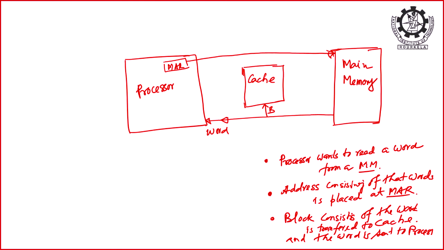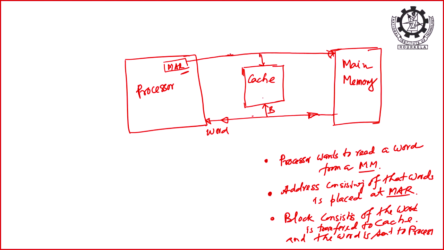Similarly, if it wants to write, it places the address here, and then the particular word to be written should be sent to the main memory. First it will write to the cache and then to main memory. So essentially, this also will be connected here. The processor generates the address of the main memory; it never generates the address of the cache memory.